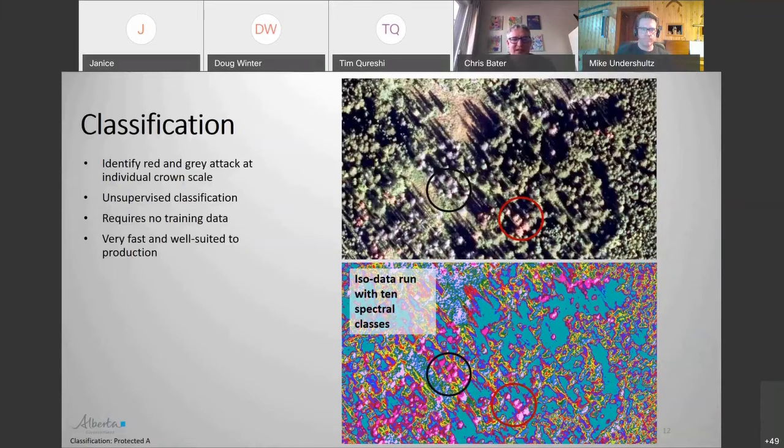The cluster analysis is really well suited to production, and it's quick. It's kind of arcane by remote sensing standards. People don't talk about it very often. Machine learning is all the rage these days, but this is still a very effective tool. So next slide, Mike.